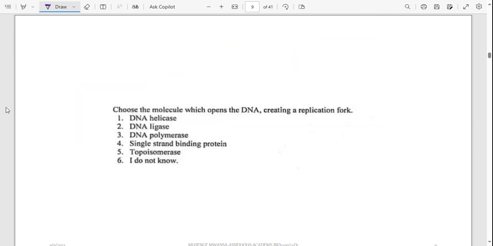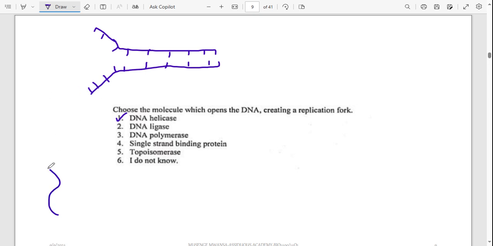Choose a molecule which opens the DNA, creating a replication fork. So what forms the replication fork is DNA helicase, right? So look at this. This is your DNA molecule that you are separating. There are going to be some important enzymes. Now you know that before you can have this, DNA is like this. It's coiled before it can become straight.